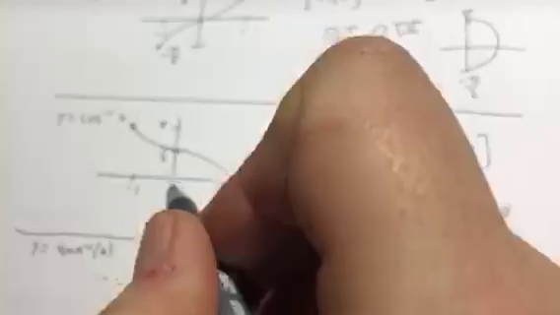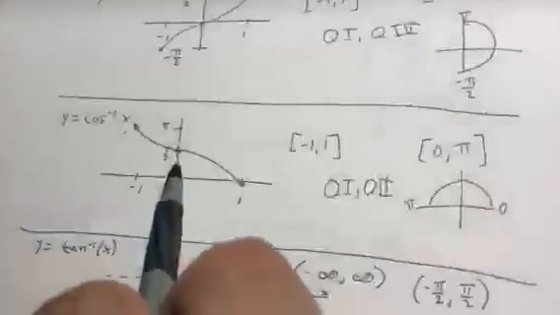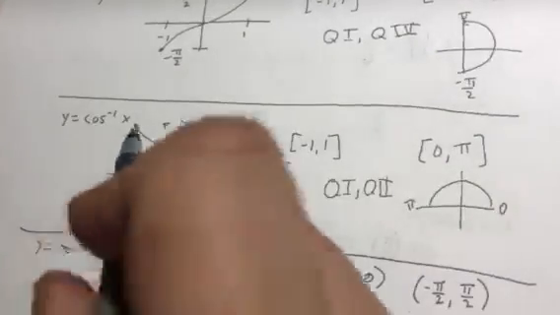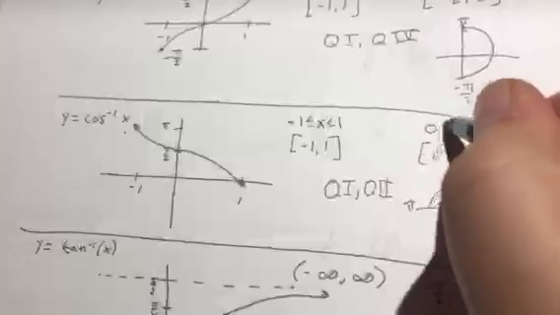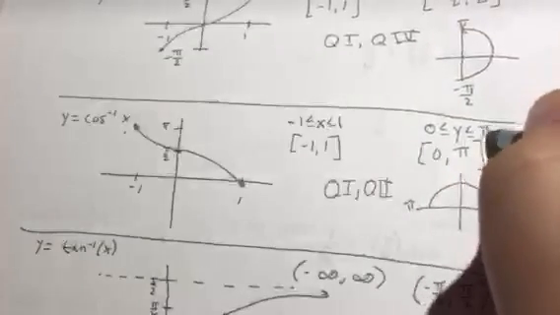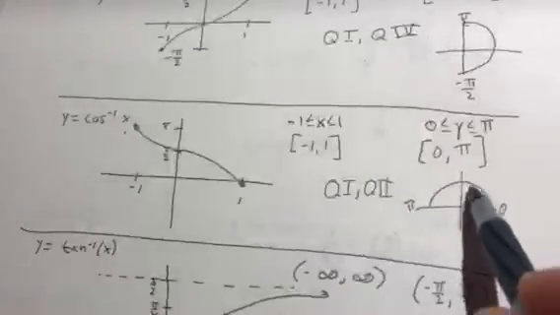Cosine inverse, you should have a point plotted at -1, pi, and a point at 1, 0. This passes through 0, pi over 2. And again, this is going to change your concavity here. Concave up, then concave down. Domain is -1 less than or equal to x less than or equal to 1, or in interval notation, it looks like this. And the range is 0 less than or equal to y less than or equal to pi. This exists in quadrants 1 and 2 of the unit circle here.